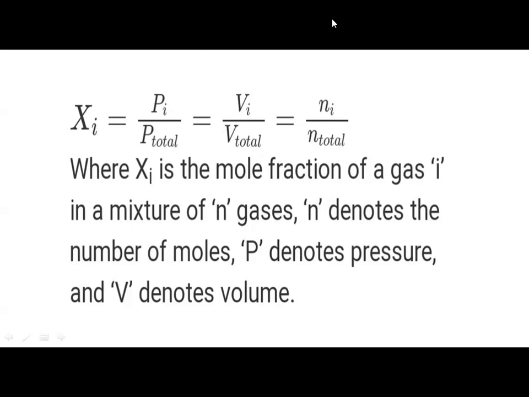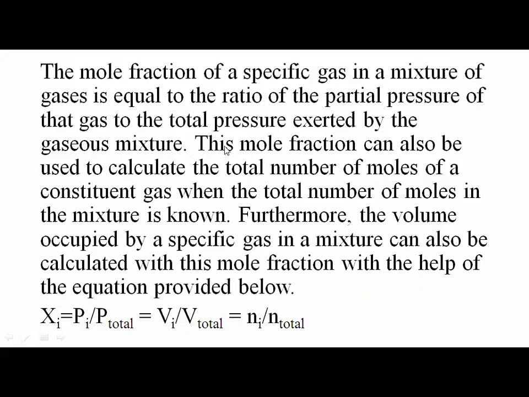You can write it like this, or else only in terms of pressure if you want. Pi is equal to what? It is equal to Xi into P total. This is the correct expression for the partial pressure and mole fraction relationship. So partial pressure with respect to gas i is equal to the product of mole fraction of gas i and the total pressure exerted by the mixture of gases. So this is about Dalton's law of partial pressure.